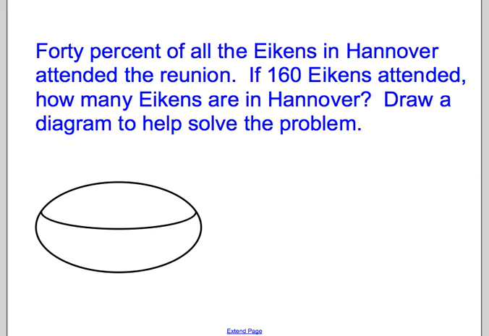Let's see if we can figure out the Eichens situation here. 40% of all the Eichens in Hanover attended the reunion. If 160 Eichens attended, how many Eichens are in Hanover? Draw a diagram to help solve the problem.